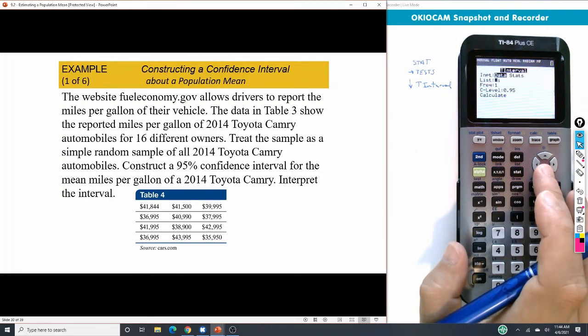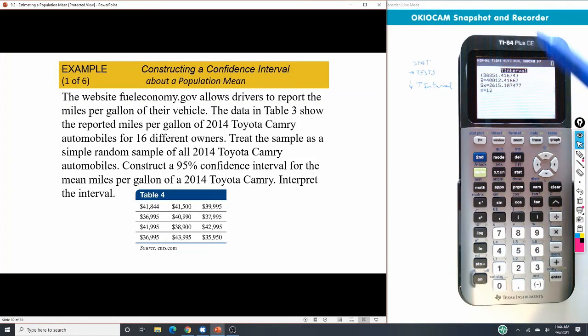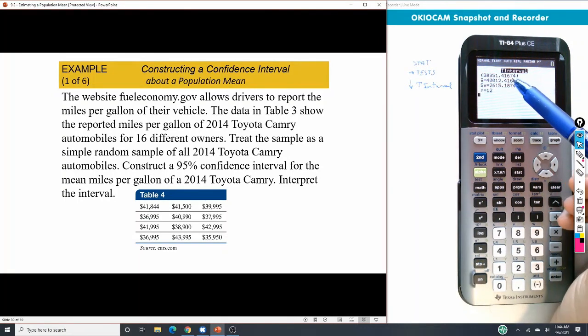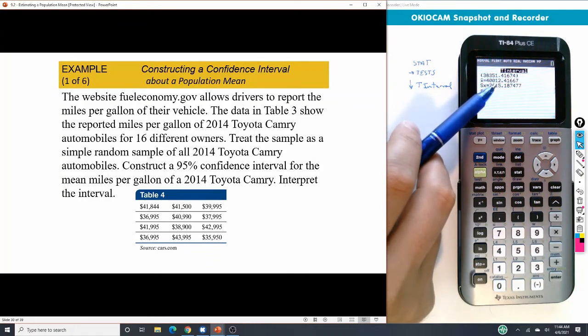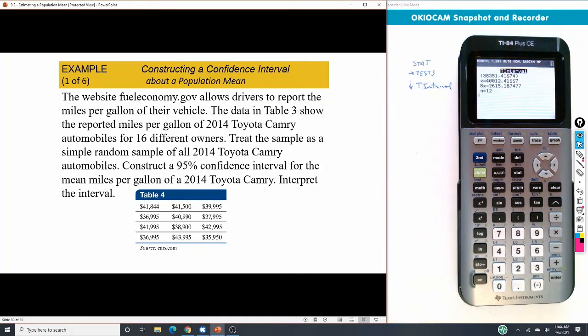L1 is where our list is. There's a frequency of 1. Now we wanted 95%, so 0.95. And then we want to calculate. So our confidence interval is going to be here between 38,351 and 41,674 for that. Okay, so our lower and our upper bound for those. And we also have our X bar, we have our S there, and we could use those things for us.